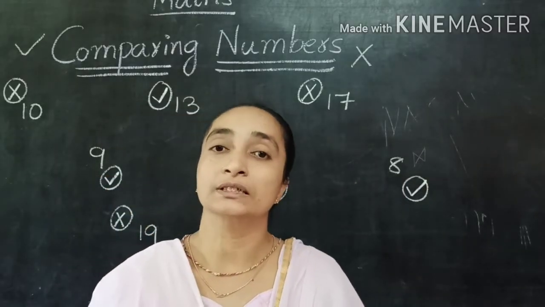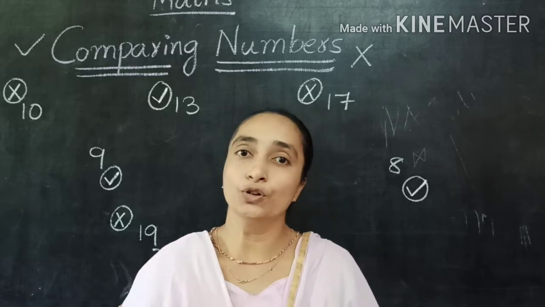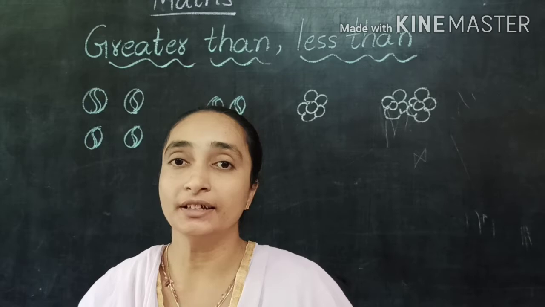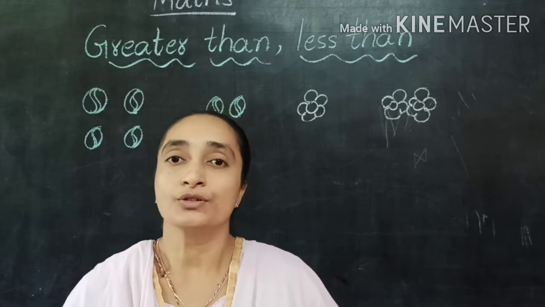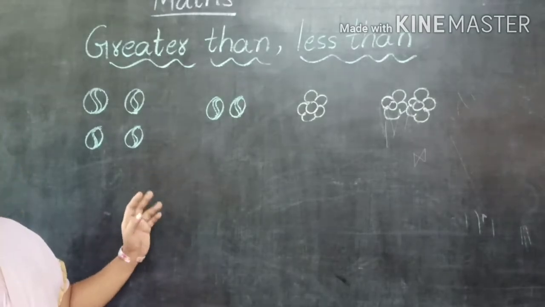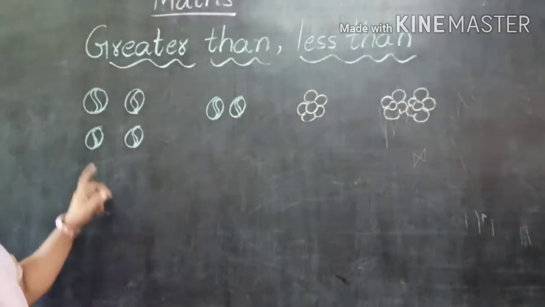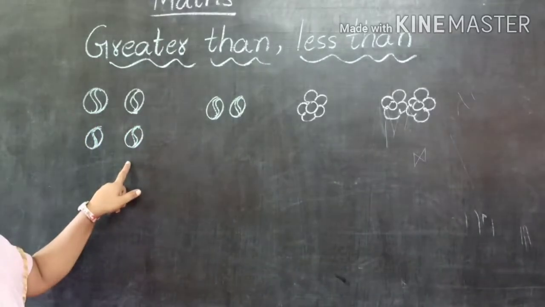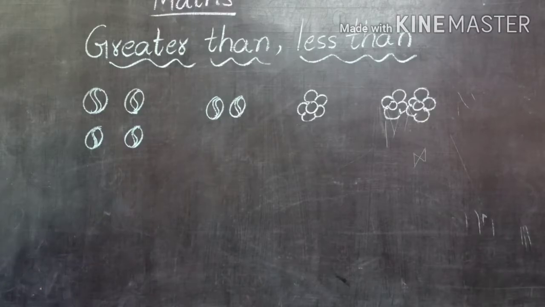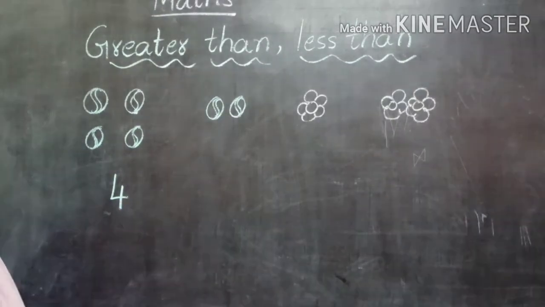Here we have greater than and less than. Let us have a look at this. So children, greater than and less than. What do we mean by greater than and less than? Here we can see the pictures. What is there here? Balls. How many balls are there here? 1, 2, 3, 4. So here we have 4 balls.